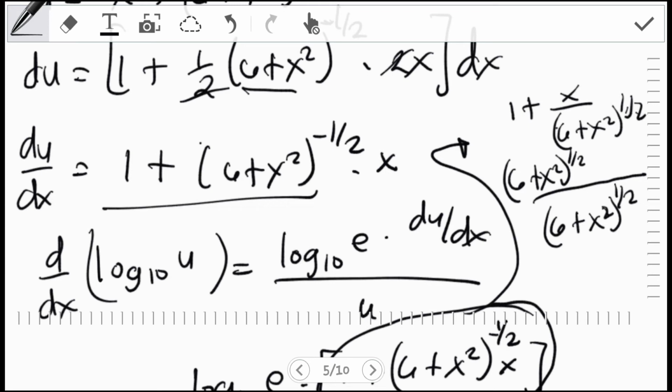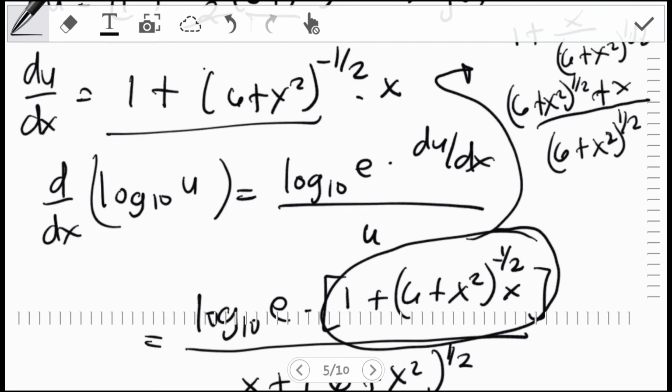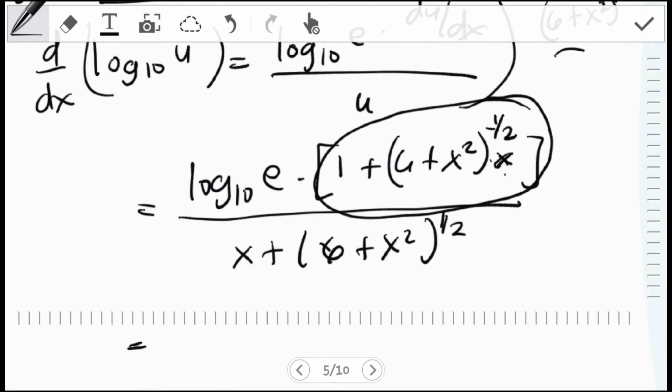So 1 times x, that is x, so plus x here. Therefore, the equivalent of this is 1 plus the quantity of 6 plus x squared to the power negative 1/2 times x. That is equivalent to the quantity of 6 plus x squared to the power 1/2 plus x over the quantity of 6 plus x squared to the power 1/2.